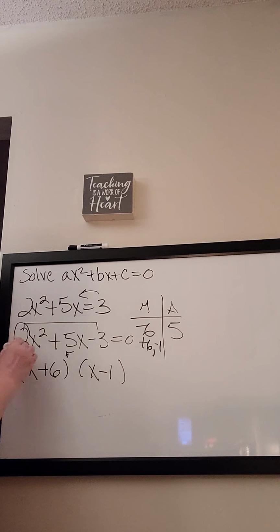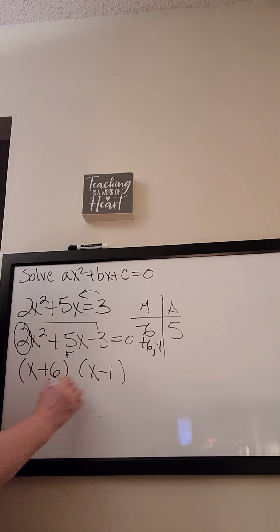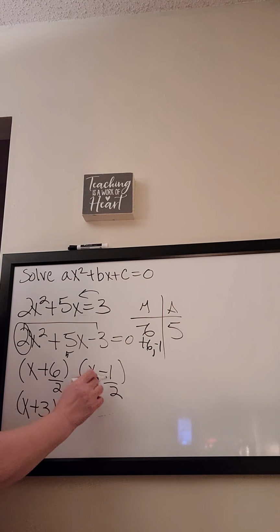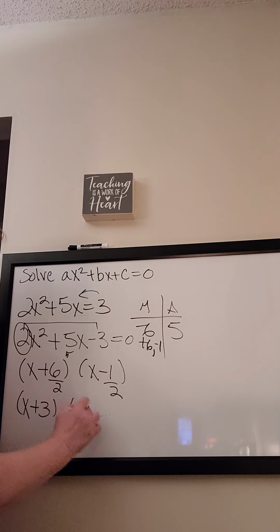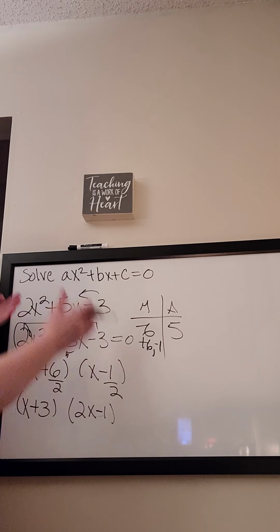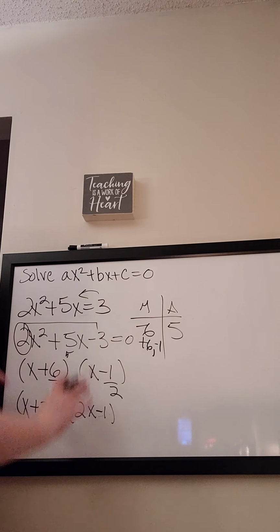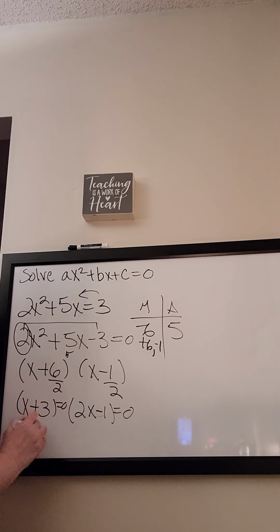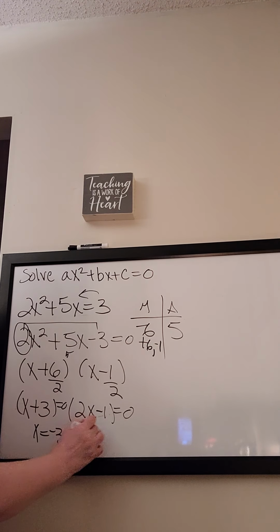Now I need to divide the numbers by this 2 and simplify if possible. So this one simplifies to x plus 3, and this one doesn't simplify. What we do if it doesn't simplify, where there's a fraction, the denominator goes with x, the numerator stays in place. So these are the two binomials that we factored this out to be, but now we have to solve. So set those equal to 0 and solve for x. So x equals -3 and x equals 1/2.